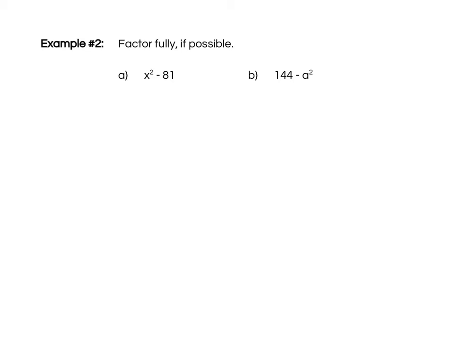Now, the way that I do that is very simple. I simply am going to prepare my two brackets, and I'm going to put an x in each of the first terms. So in other words, I'm taking the square root of the first term. In this case, the first term is x squared, so the square root of x squared is x. And then I'm going to take a look at that second term and figure out its square root, and I'm going to place one of those in each of the brackets. So the square root of 81 is, of course, 9. So I'm going to put a 9 in each of the brackets.